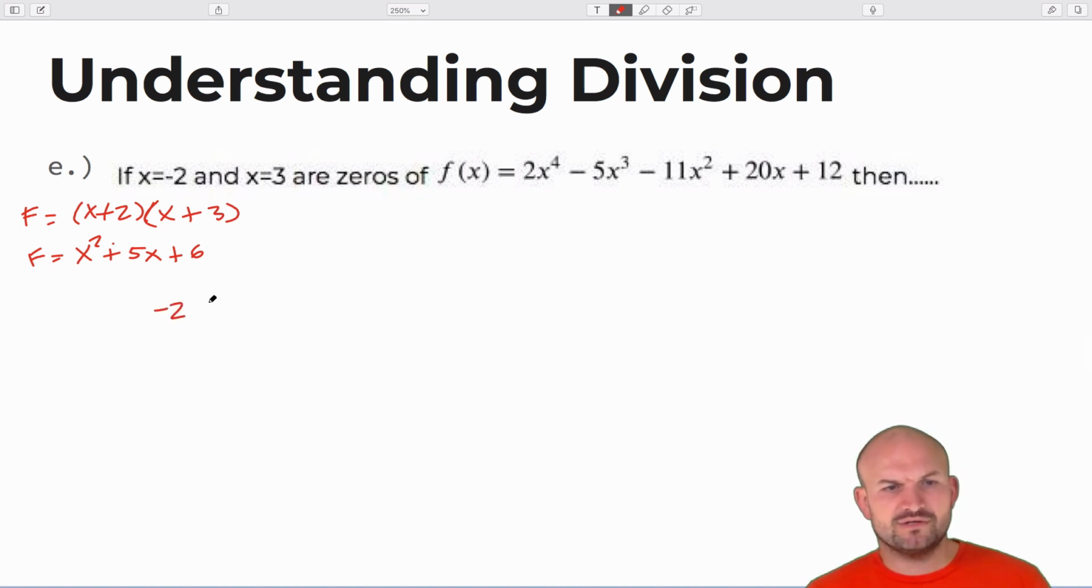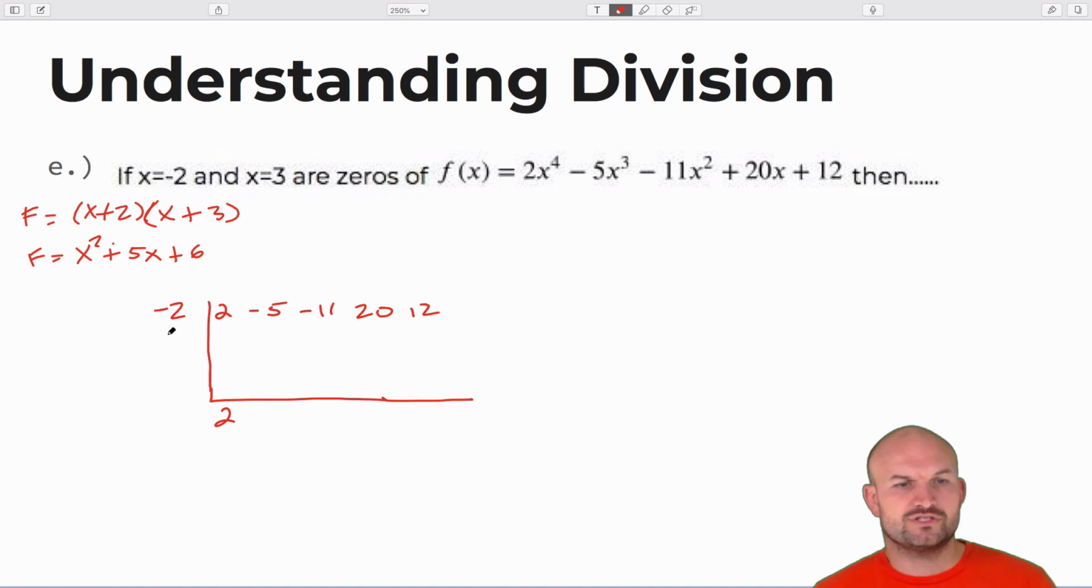So I'll just take the zero, negative 2, and then you take the coefficients. So that's going to be 2, negative 5, negative 11, 20, and 12. Okay, bring down the 2. 2 times negative 2 is going to be a negative 4. Negative 5 plus negative 4 is a negative 9. Negative 9 times negative 2 is going to be a positive 18. Negative 11 plus positive 18 is a positive 7. 7 times negative 2 is a negative 14. 20 plus negative 14 is a positive 6. 6 times negative 2 is a negative 12.